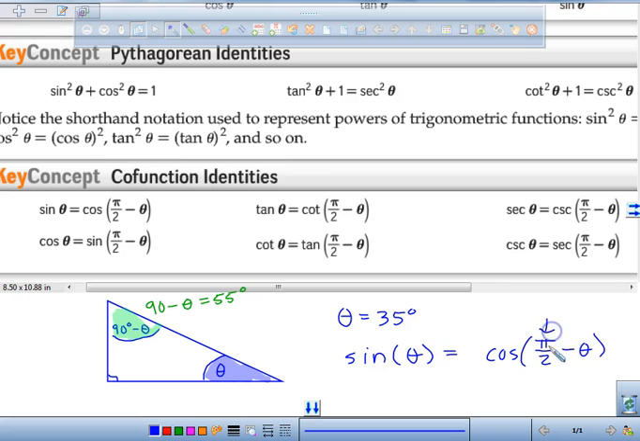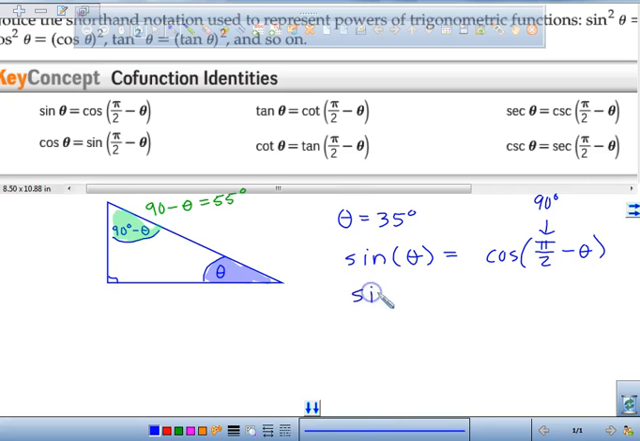Now this is where students get confused. Pi over 2, what does that equal in degrees? Pi over 2 is actually equal to 90 degrees. So if you wanted to help you with your notes, everywhere it says pi over 2, you could replace it with 90 degrees. So right now, we are saying that the sine of 35 degrees should equal the cosine of what? 90 minus 35 degrees, which gets us 55 degrees.